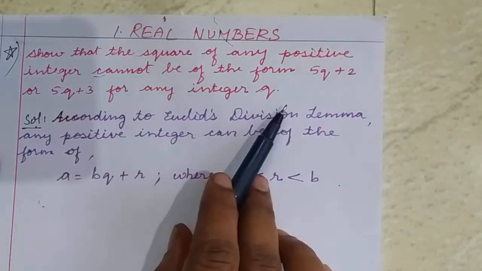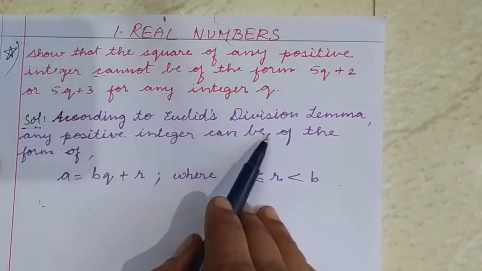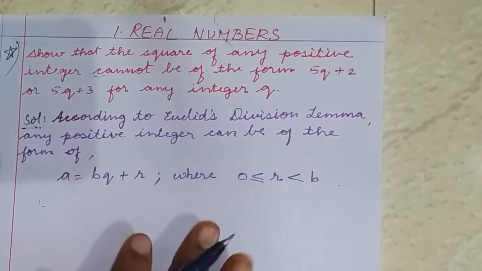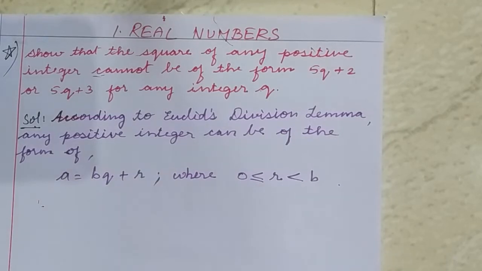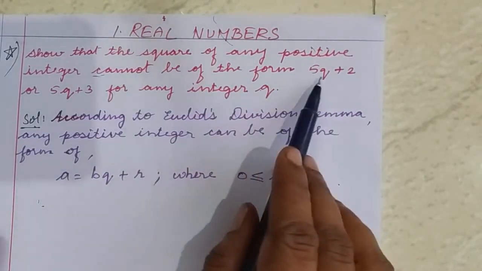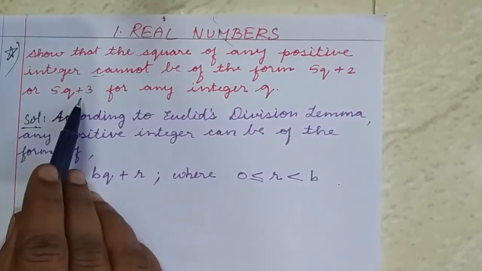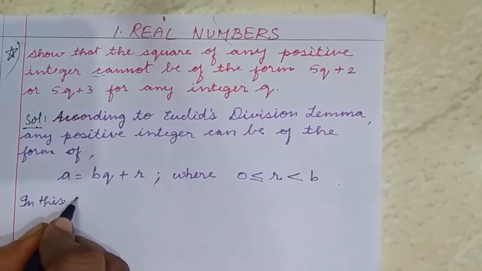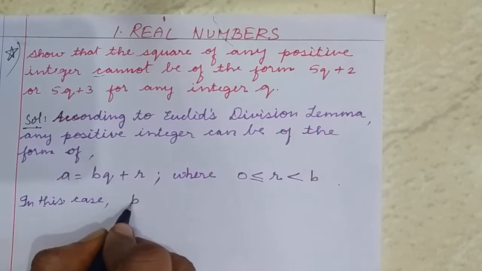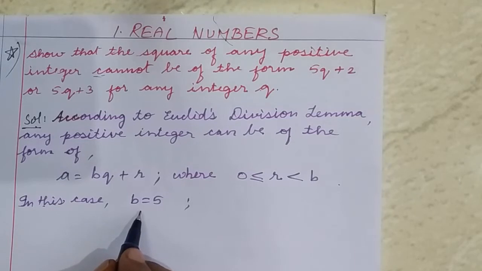In this type of sum, first we have to write the definition of Euclid's division lemma, and then we have to proceed to the solution, as this statement carries marks. So I have written it already. In the question, it is given clearly that the integer is of the form 5q plus 2 or 5q plus 3. So in this case, we can say the value of b is equal to 5. Once we know the value of b, we can write the value of r.